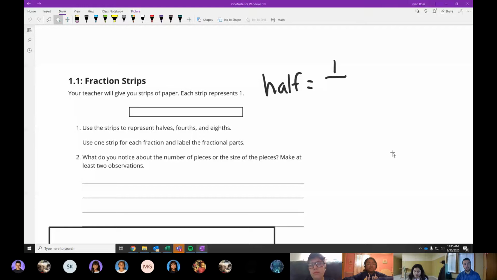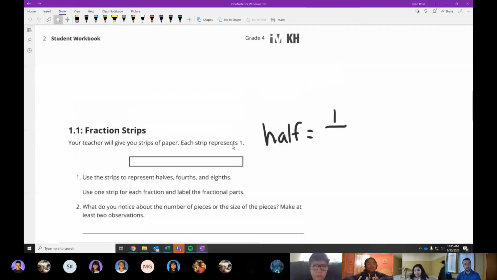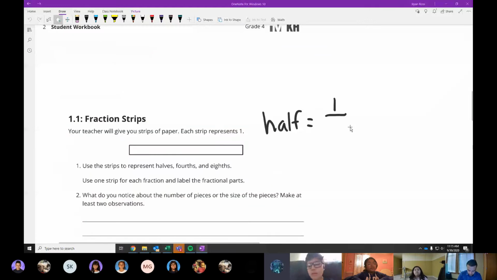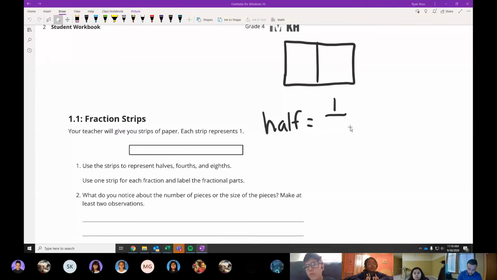We just had a warm up about it. If I go up top here, what do you know about 1/2? That it's like the shape of an earth. So we can take half of something and we have 2 equal pieces, right? We have 2 equal pieces if we cut it in half. So if we were cutting something in half, let's say we have a rectangle, we cut it in half. We have black side on the left, white side on the right.